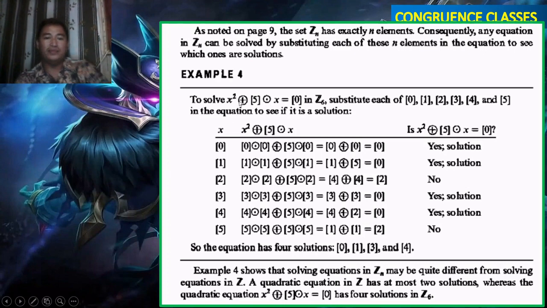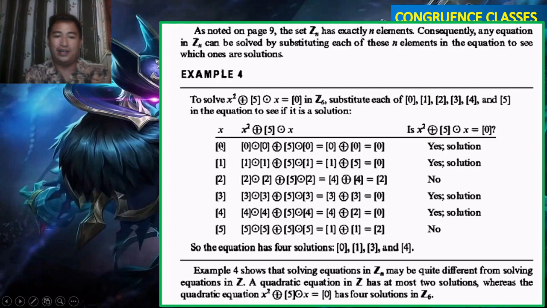Okay class, kani siya, to solve x squared plus 5 times x is equal to 0 in Z6. So substitute lang nato, class, ang 0 to 5. Diba? Kay Z6 man ta. So, from 0 to 5 lang i-substitute in the equation to see if it is a solution. Kasi dapat mo equal sa 0 in Z6.